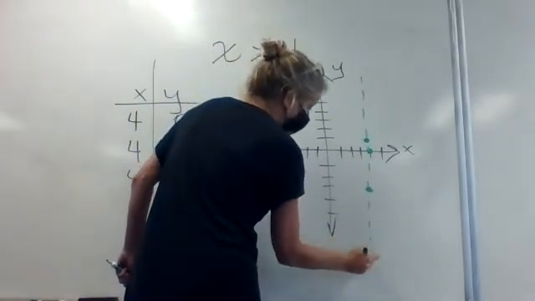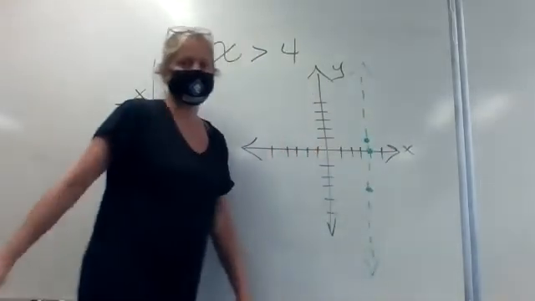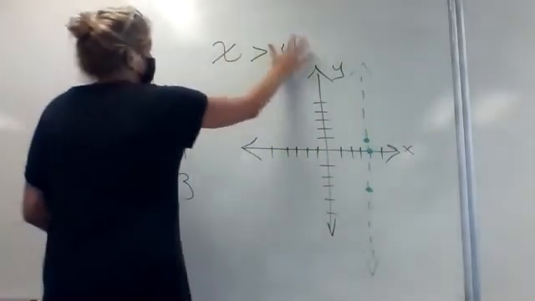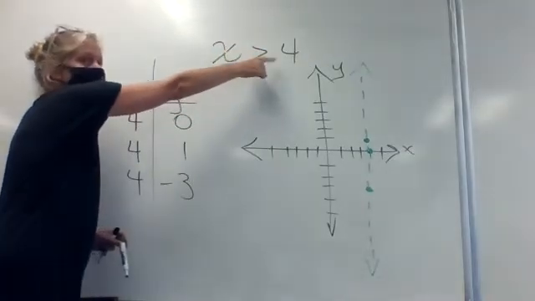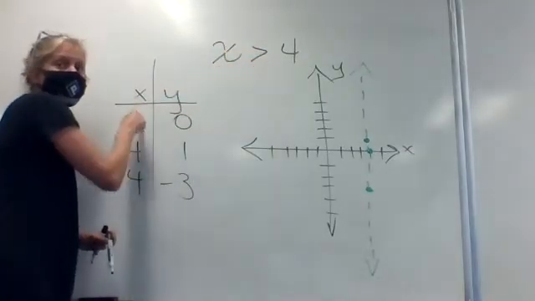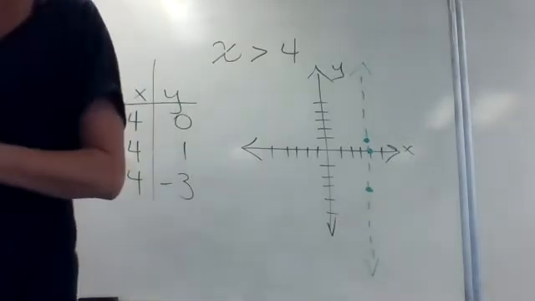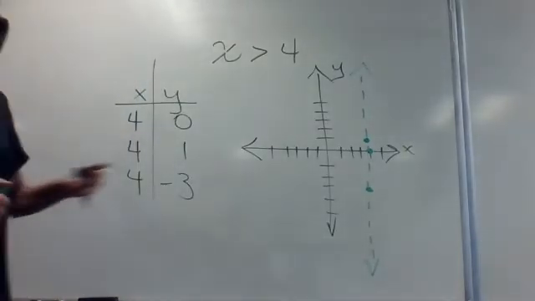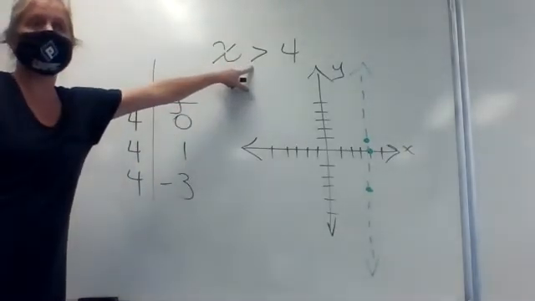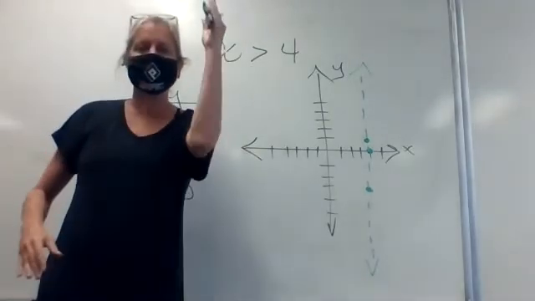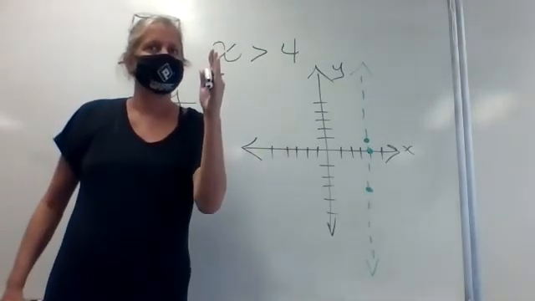It's making a vertical line. So if there is no y, just pick 2 points with whatever it's telling you that the x is, connect them, and it's going to draw a vertical line. Now, I still have to shade because this is a greater than sign.